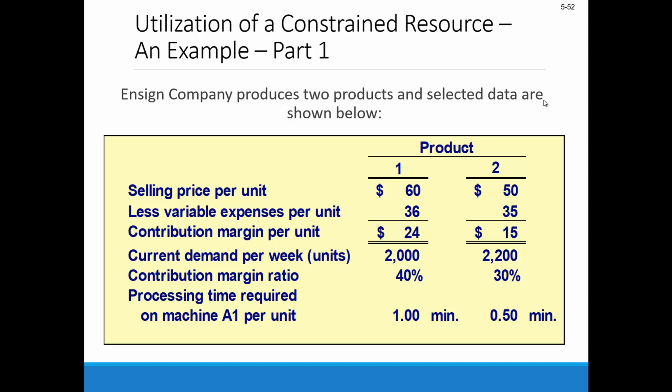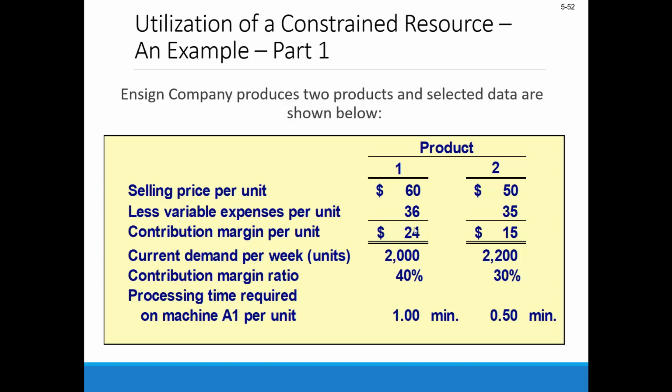Ensign Company makes two products, and here's some data shown below for both those products. Product 1 and Product 2, which sell for $60 and $50 respectively. Product 1 has variable cost per unit of $36, Product 2 $35. So on a per unit of product basis, Product 1 has a CM of $24, Product 2 has a CM of $15. So right there we'd say, well, Product 1 so far looks like the most profitable of the two products.